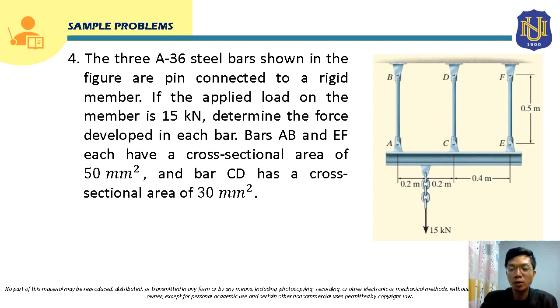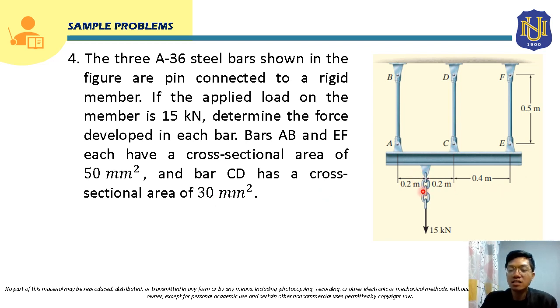Let's now proceed to sample problem number 4. The three A36 steel bars shown in the figure are pin connected to a rigid member. So this member, class, is a rigid member, meaning to say it will not deform. If the applied load on the member is 15 kilonewton, this is that applied load. Determine the force developed in each bar. So we have bar AB, bar CD, and bar EF. Bars AB and EF each have a cross-sectional area of 50 millimeters squared, and bar CD has a cross-sectional area of 30 millimeters squared.